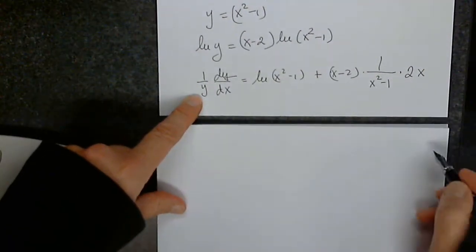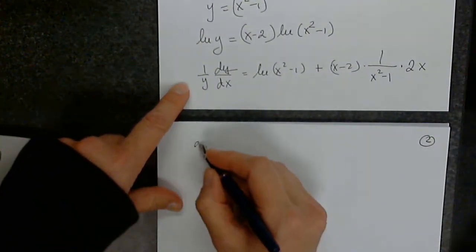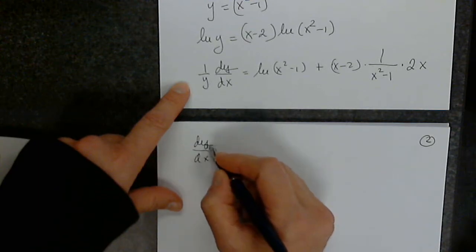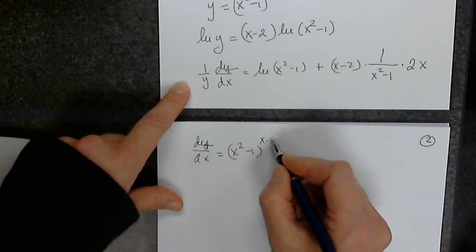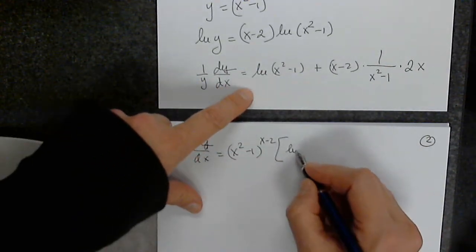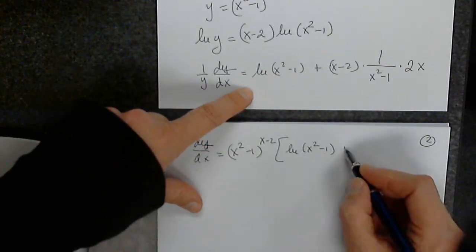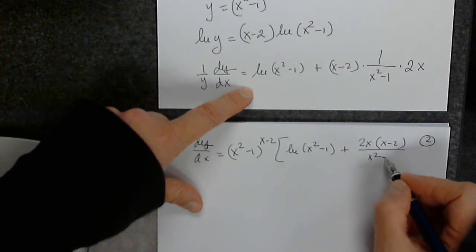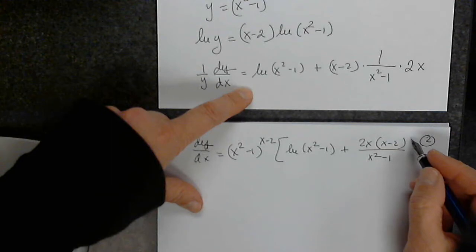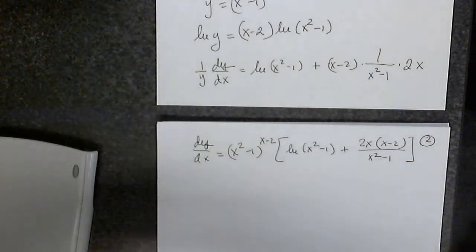So then I have dy over dx equals y, which is x squared minus 1 raised to x minus 2. And this is natural log x squared minus 1 plus 2x quantity x minus 2 over x squared minus 1. And this is it.